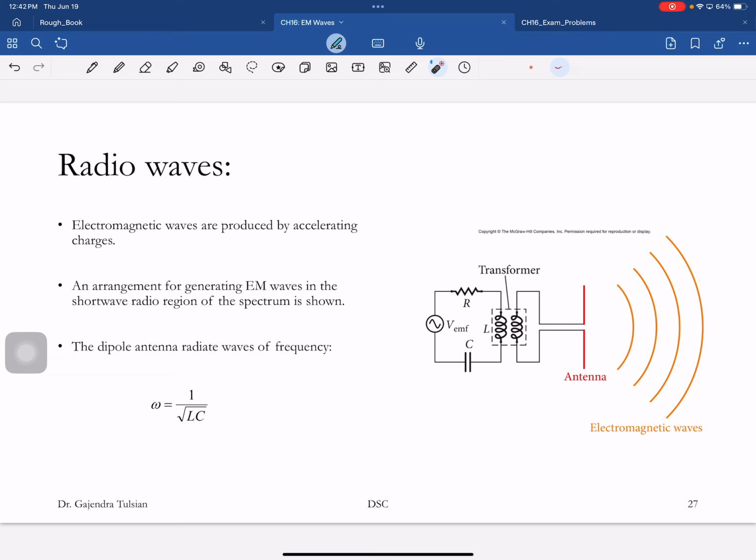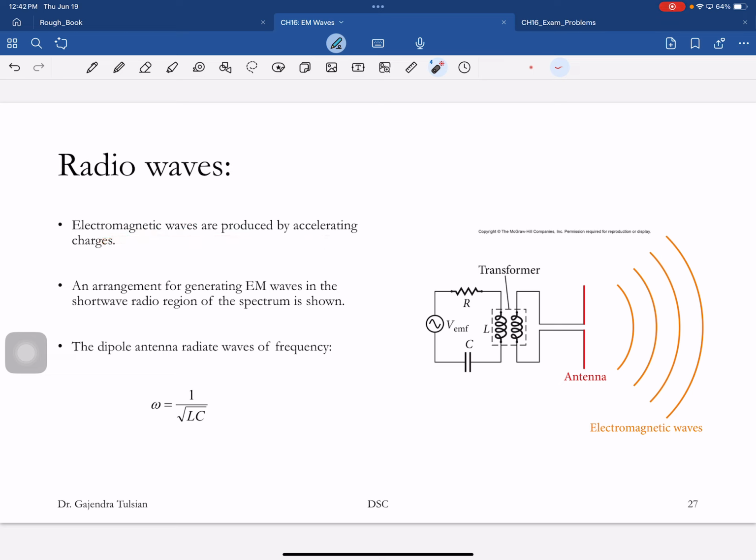So again, remember, to radiate electromagnetic waves, what is it that you need to do? You need to accelerate a charge. And that's what was happening. All right. So this is called a dipole antenna, and electromagnetic waves are produced by accelerating charges.